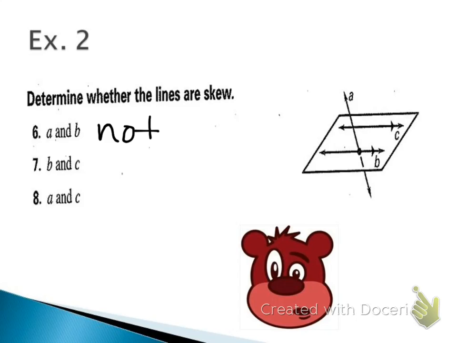Not skew. Why are those not skew? They're on the same plane. So again, A and B touch, so they're not skew. B and C are on the same plane, so they're not skew.